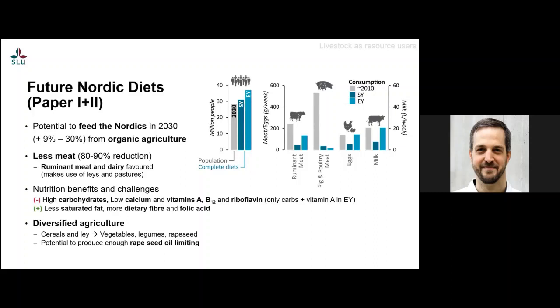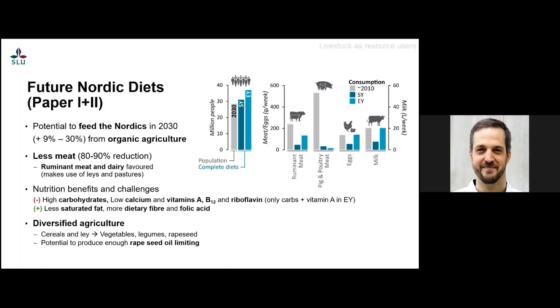And we saw in the scenarios that ruminant meat and dairy production was favored over the production of pig and poultry meat, since the ruminant animals can utilize this biomass from the ley cultivation that we needed to include in the crop rotations.